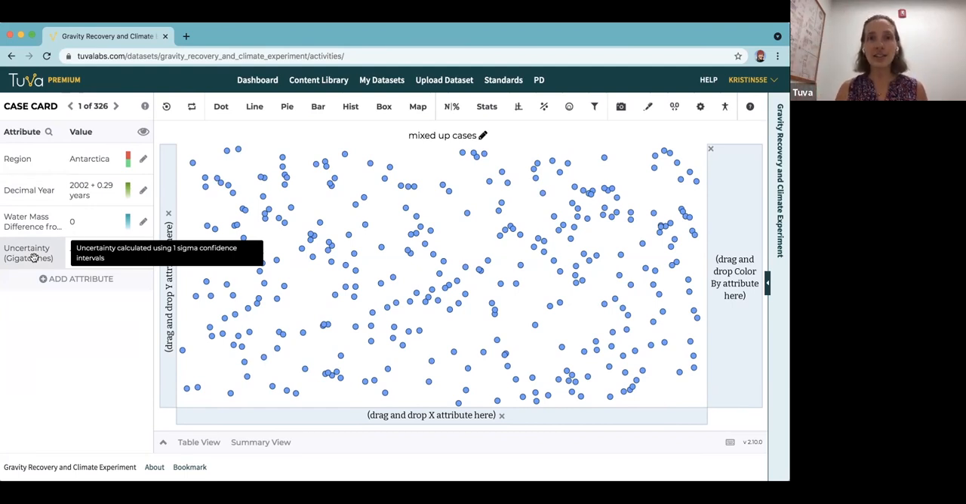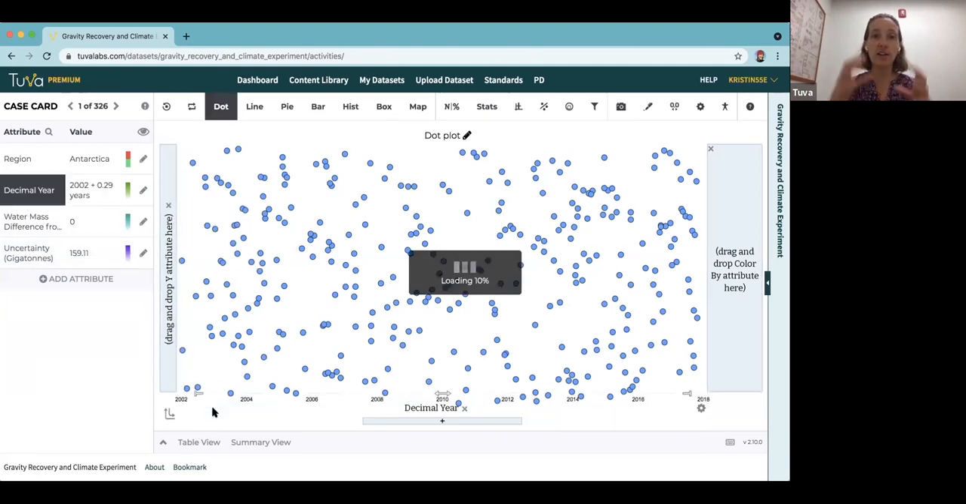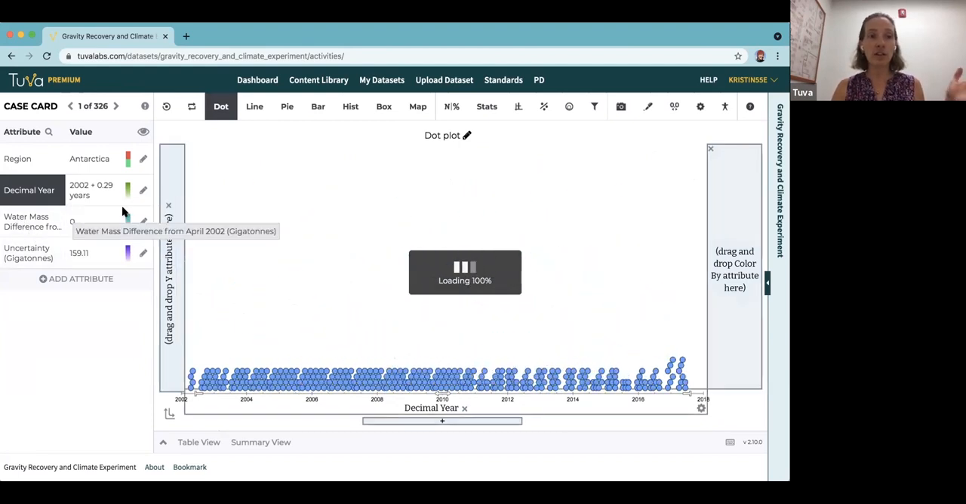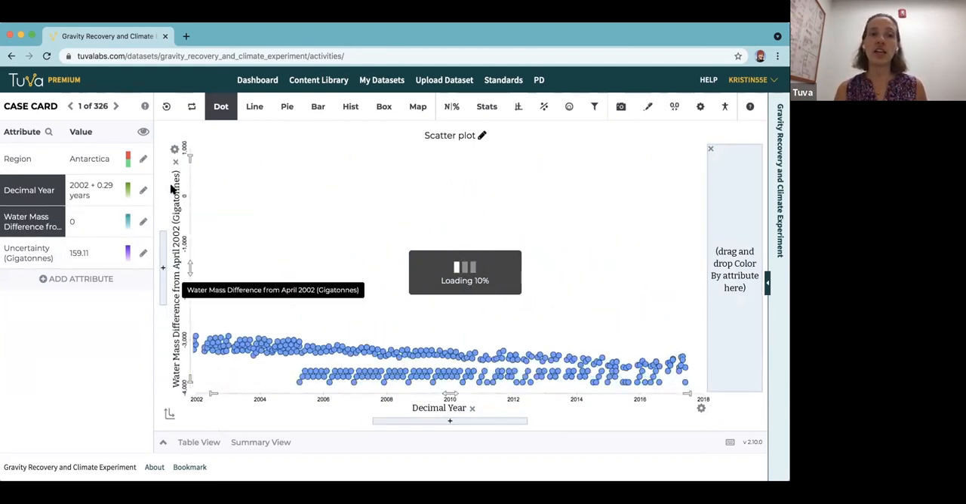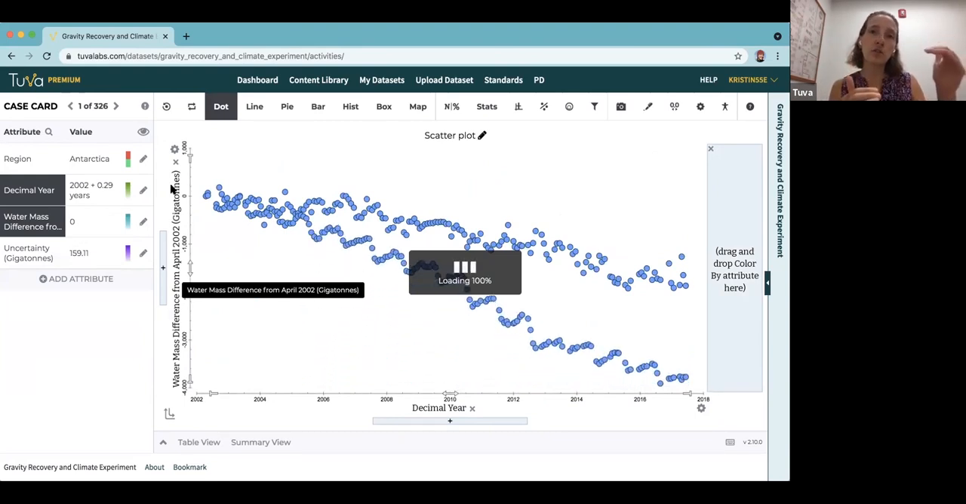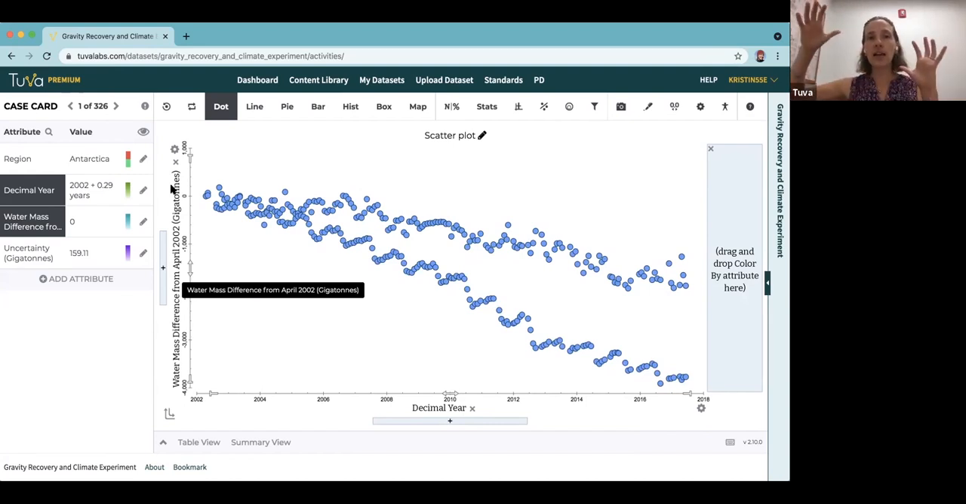First question, let's look at how the amount of water mass in both of these ice sheets changed over time. So we want to look at time, and we're interested in this water mass difference. And this is relative to 2002. So we're not looking at an absolute value of how much water mass there is. We're taking a baseline from 2002 when the GRACE project started, and we're comparing against that.